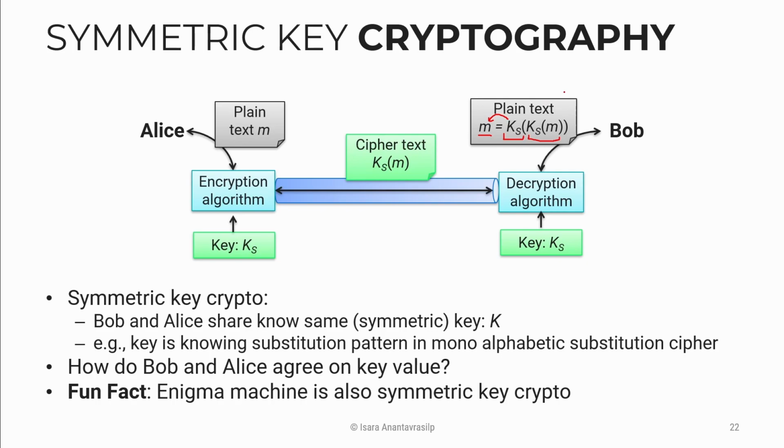All right. Now, this seems simple, but here's a big question. How do Bob and Alice agree on the key value? We know that the Enigma machine is also symmetric crypto, and the German military tried to distribute the code book to all units on the battlefield. That would be a huge effort, but they had no choice if they wanted to make it work.